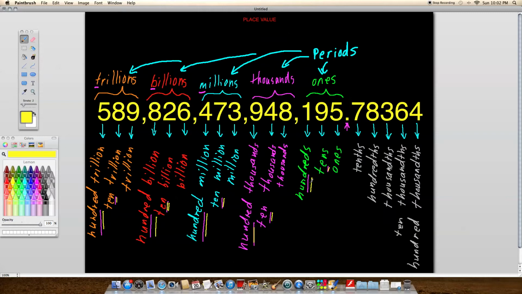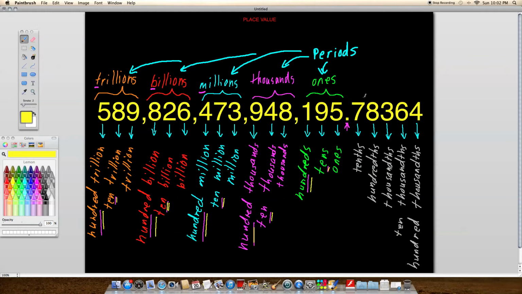So you have the ones, tens, hundreds, and it starts all over again, but with the thousands. It starts all over again, but with the millions. It starts all over again with the billions, and so on. So those are just some simple keys here to help you with your memorization practice.